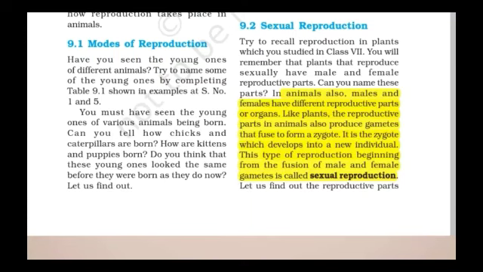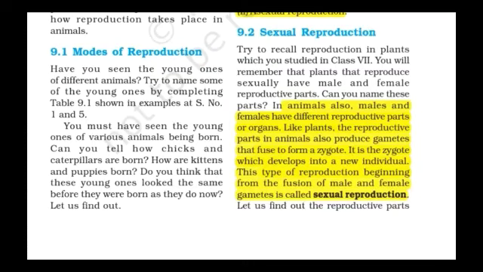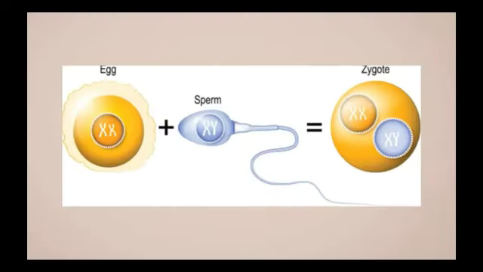So coming to sexual reproduction, the important thing is that gametes are produced from the reproductive parts. Every sexually reproducing organism releases gametes, the male gamete and the female gamete. In humans, the female gamete is the egg and the male gamete is the sperm, which upon fusing form the zygote.